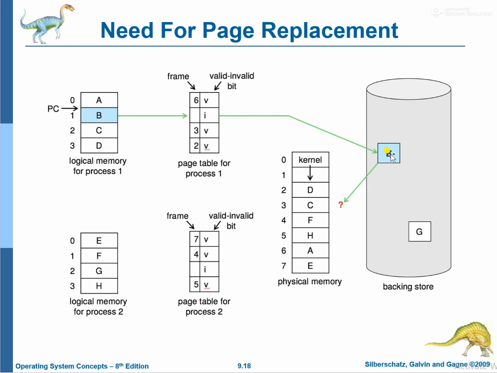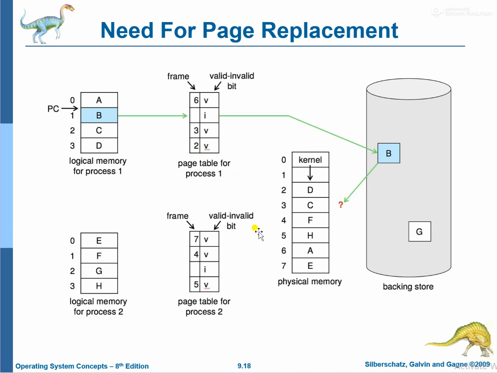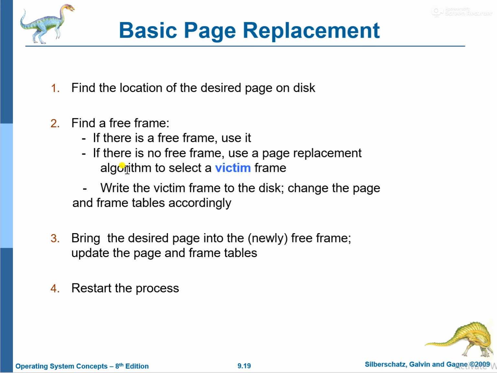So we find out B is located on this place. Okay, the second step is we have to find a free frame. If there is a free frame, we can use it, but we have seen in this situation there is no free frame in physical memory. So now what is the else condition? If there is no free frame, then we have to use a page replacement algorithm to select a victim frame.